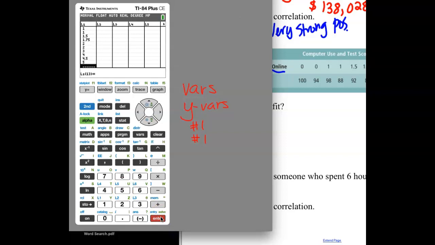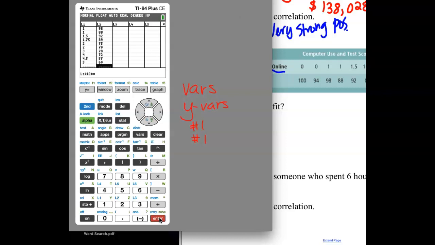Our y values: 100, 94, 98, 88, 92, 89, 75, 70, 78, 72, 57, and 60. Okay.